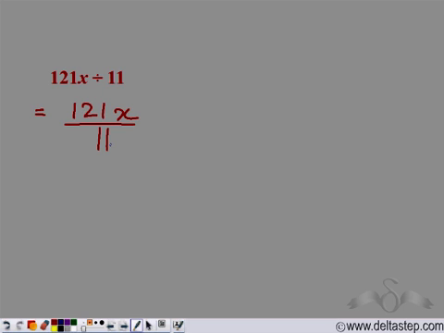So 121 divided by 11 gives us 11 and the algebraic part is x. There is no algebraic part in the denominator. So we simply write it as 11x. So this is how we divide a monomial by another monomial. In this case, it is a constant. So this is how we divide a monomial by a constant.